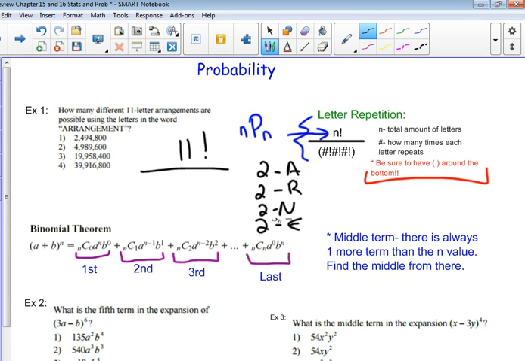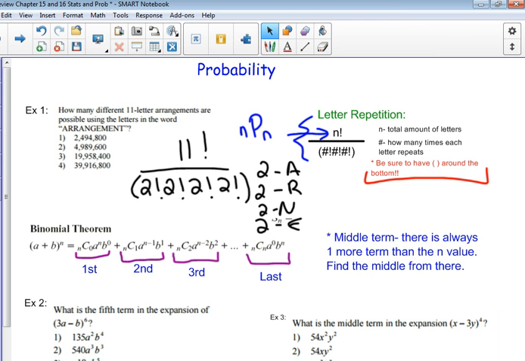Again, you're relying almost 100% on your calculator for this stuff. Give it one more double check. We have 2 A's, 2 R's, 2 N's, 2 E's, and nothing else. Okay, looks good. So when you type this in, we want 2 factorial to represent the first one, 2 factorial again for the second one, and so forth. Make sure it's written out like this with one gigantic set of parentheses. So put it in your calculator.